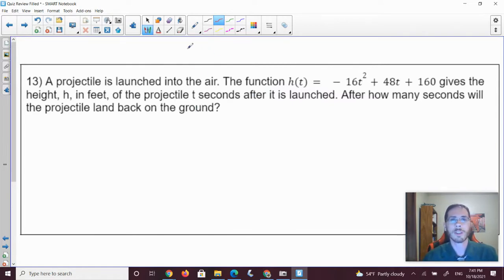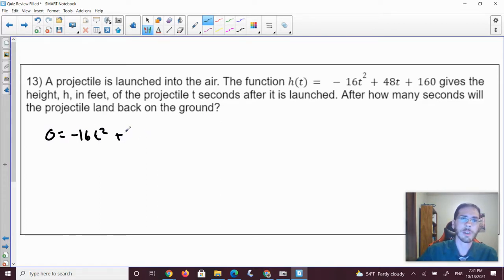For 13, projectiles launched in the air, we've got this function, h of t is negative 16t squared plus 48t plus 160, gives the height h in feet of the projectile t seconds after it's launched. After how many seconds will it land back on the ground? So since we want to know when it'll land back on the ground, that's when it's equal to 0. So we're going to set this thing equal to 0.